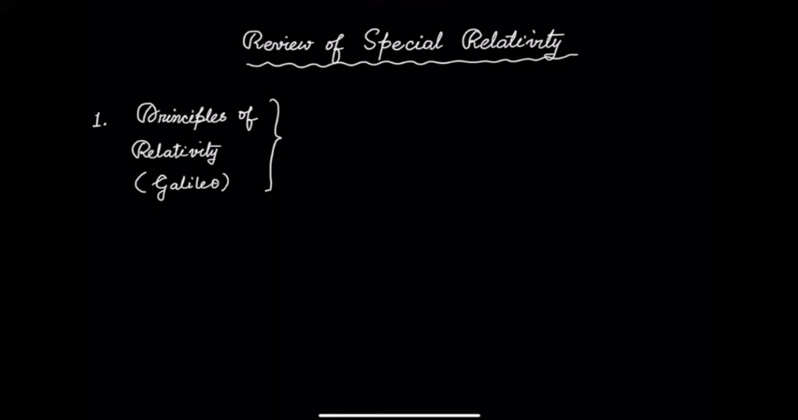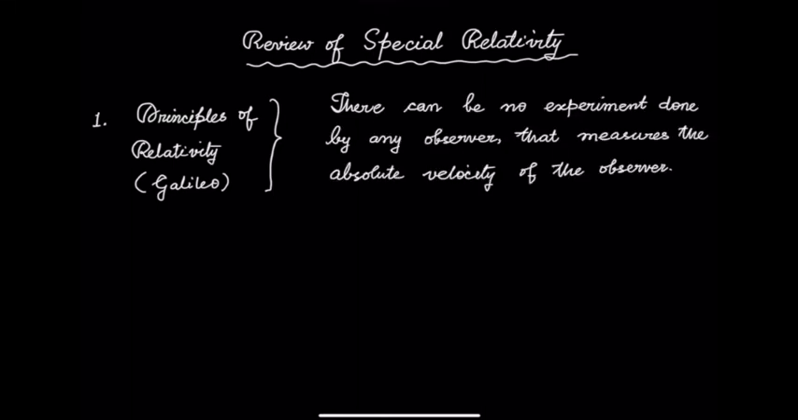That also brings in the following, that there can be no experiment which can distinguish what is the velocity of the observer who is doing the experiment. That is to say that if such an experiment is done, it doesn't depend on this velocity or the speed of the observer with respect to any other observer. This is also to say that every point in space and time is equivalent for all observers.